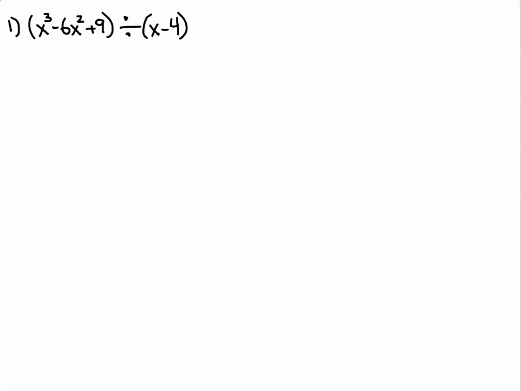So x minus 4 divides into 1x to the third, don't really need to write the 1, but it might help, minus 6x squared. Notice there's no linear, there's no plain x term, so I'm going to write plus 0x plus 9. Here we go. We need to divide that by x minus 4.